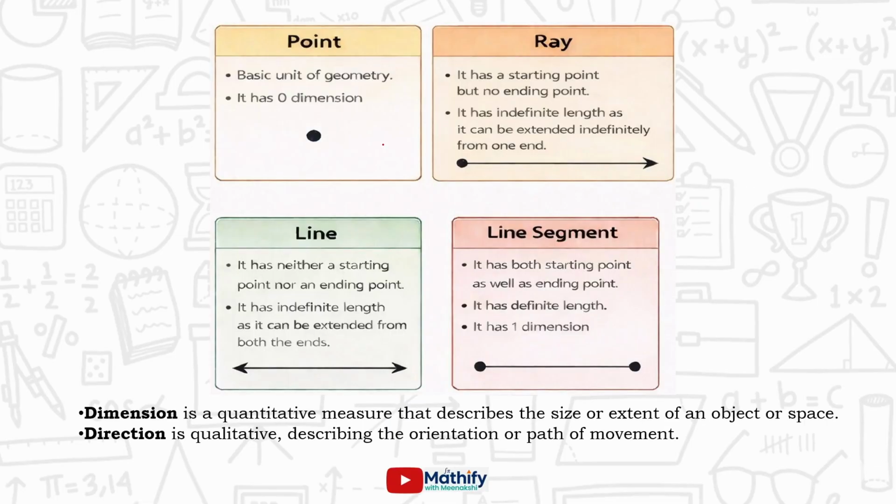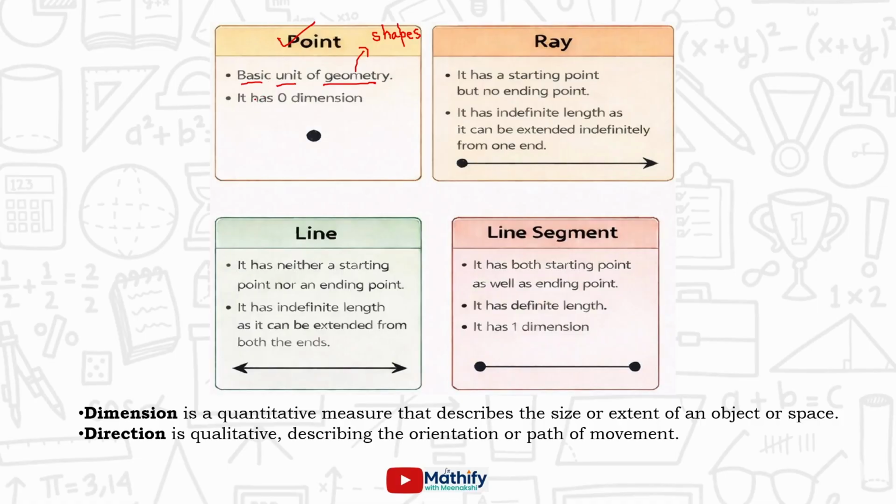First and most basic concept is a point. Point is a basic unit of geometry. We know that geometry is a branch of mathematics that deals with shapes. And to draw any shape, first we have to start with a point. That's why it is known as the basic unit of geometry.